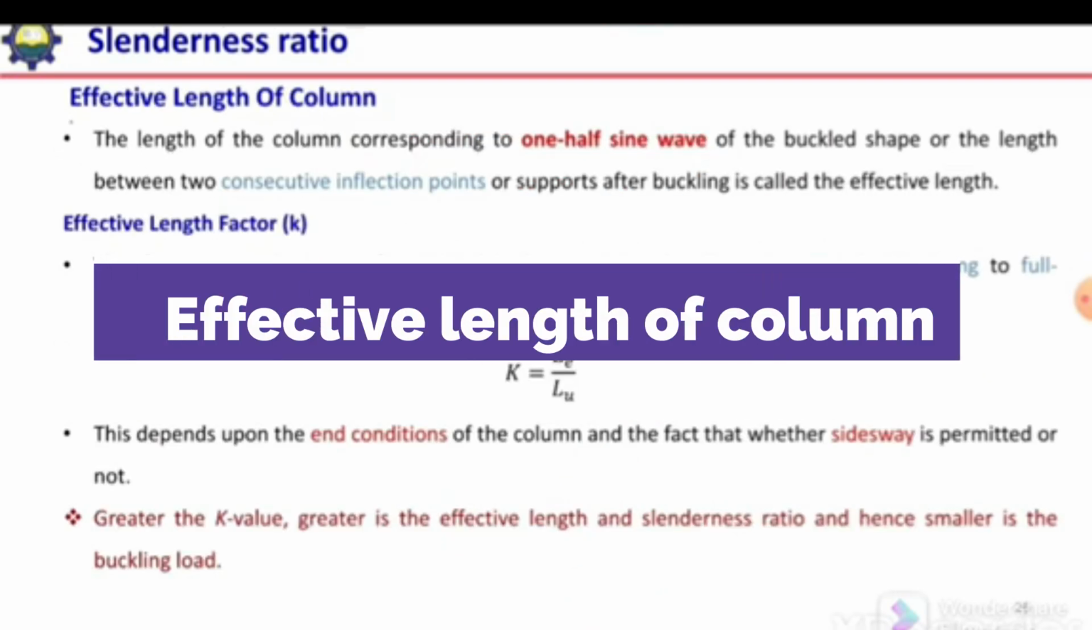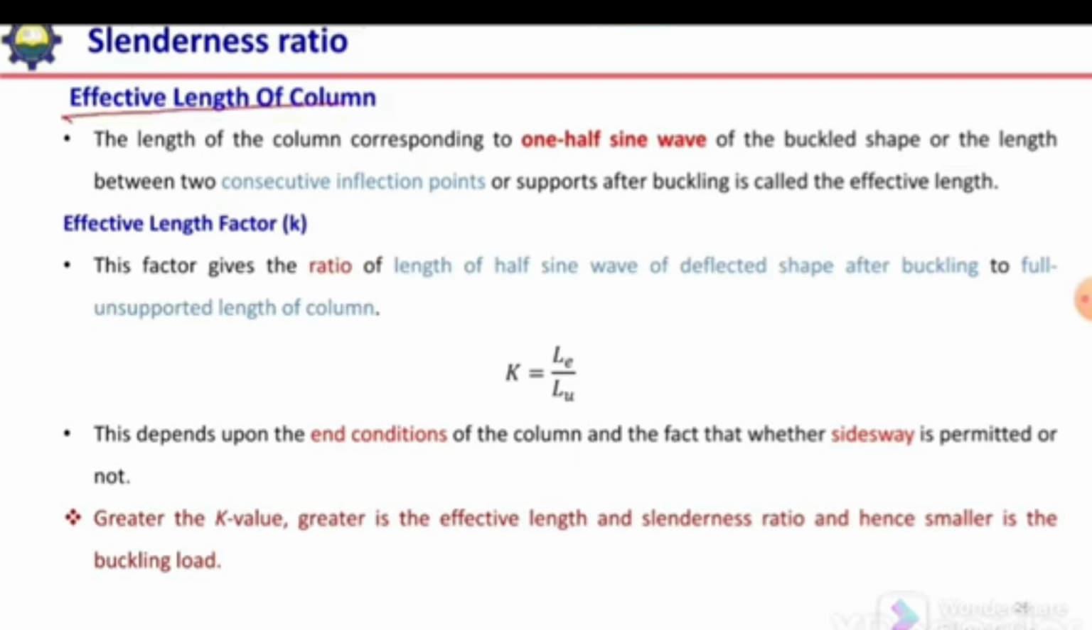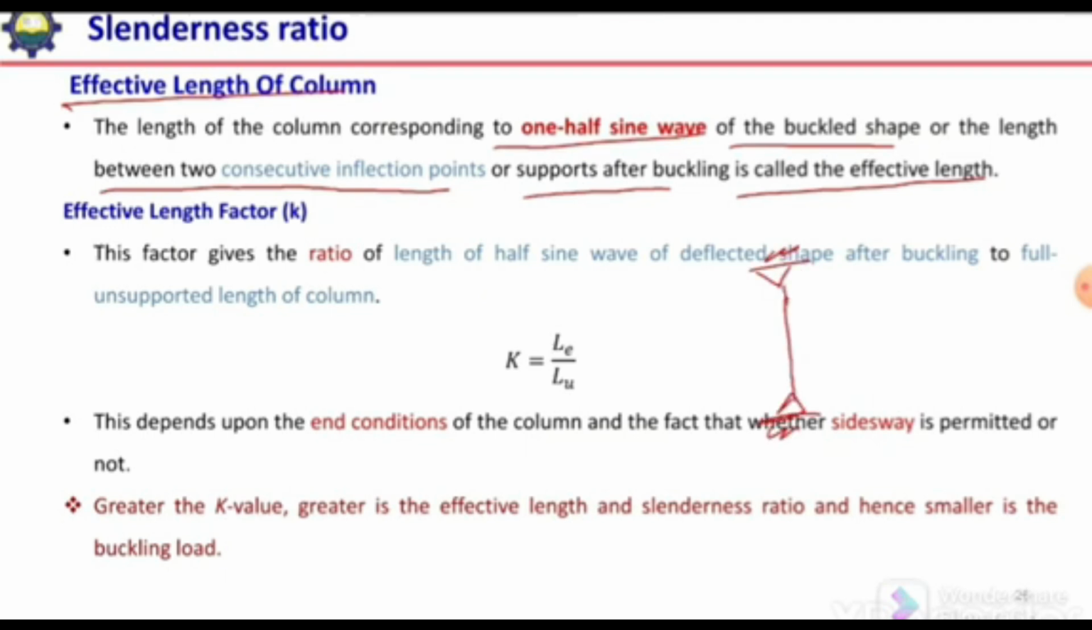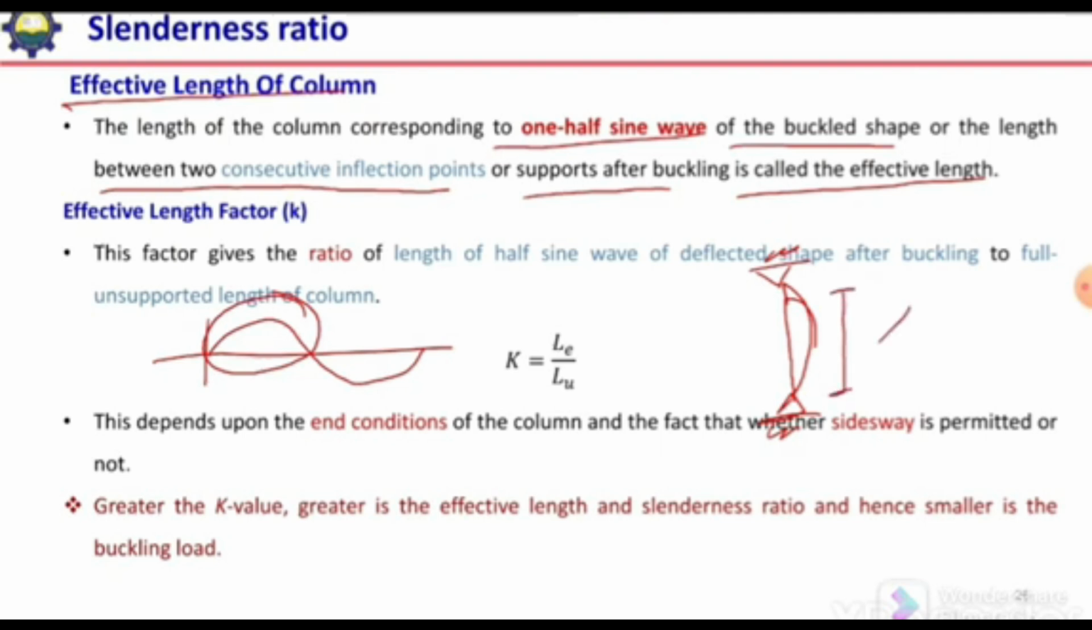Okay, next is effective length of a column. The length of the column corresponding to one half sine wave of the buckled shape, or the length between two consecutive inflection points or supports after buckling, is called the effective length. For example, we have a pin support over here and a pin support over here, and this is our column, and it will buckle in this direction from this support up to this support. So here we have a single half sine wave. This portion is the half sine wave. In that case this much length will be the effective length, Le.